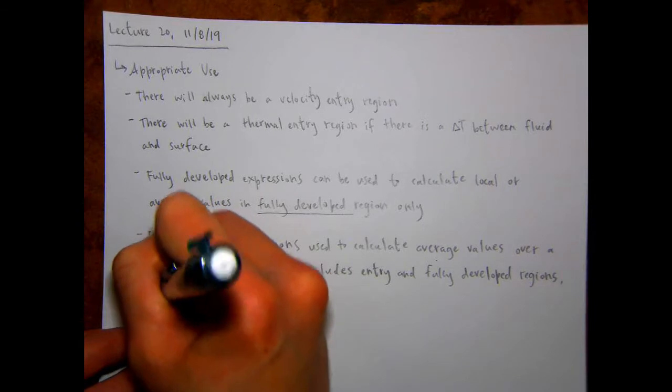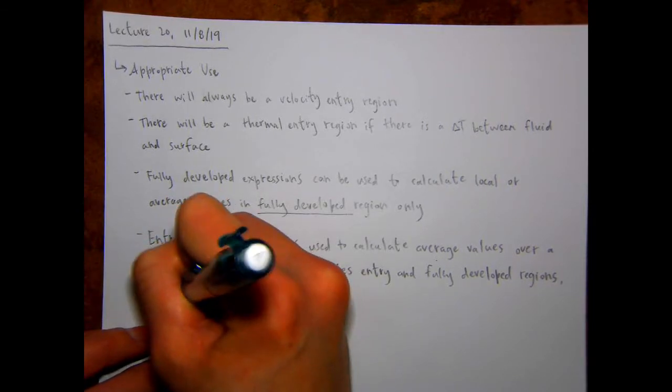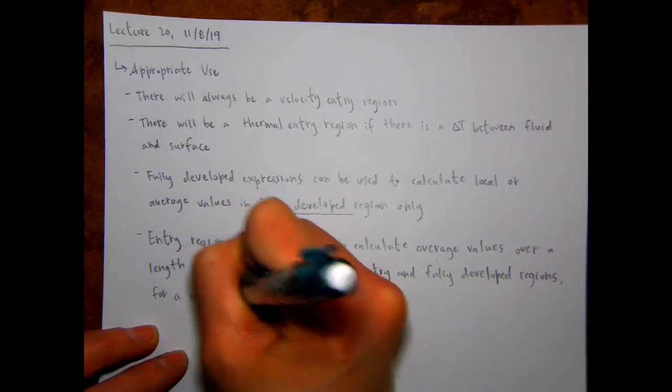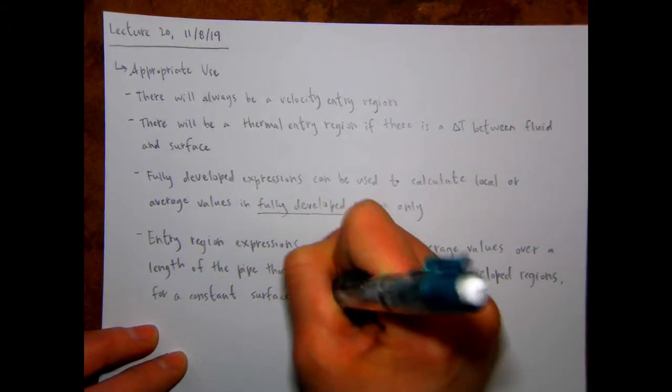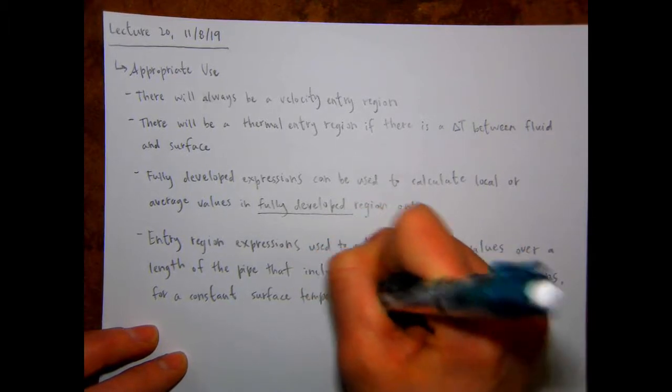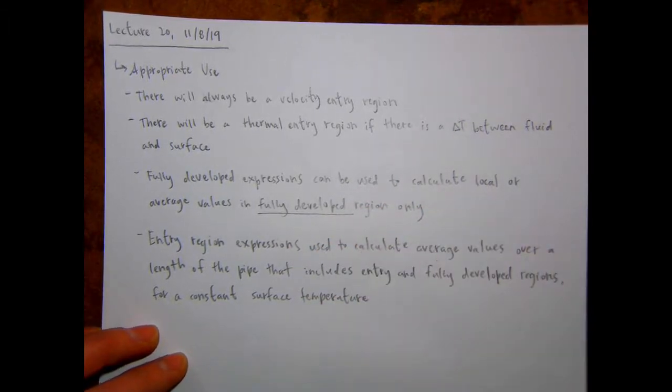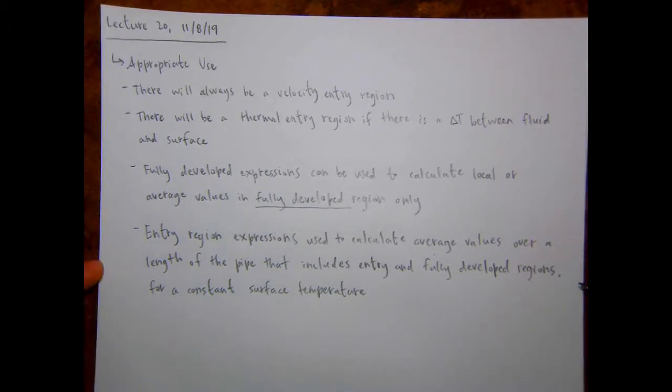And again, we only have expressions for a constant surface temperature boundary condition for the average values over the entry region and the fully developed region. And that's because with the constant heat flux boundary condition, you don't need the Nusselt number to calculate H.